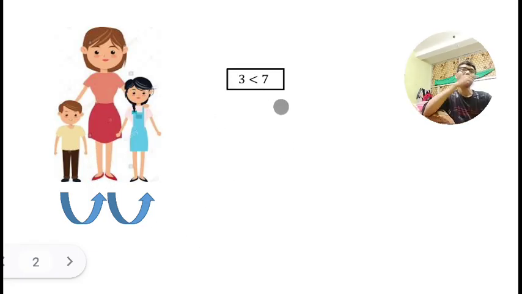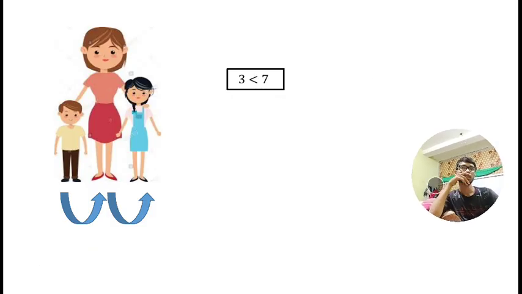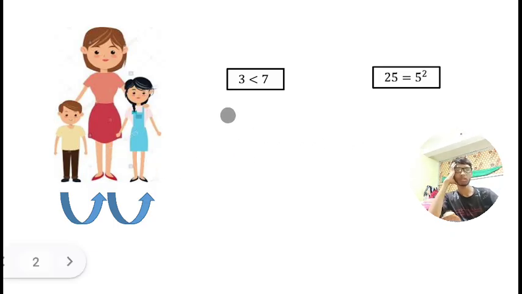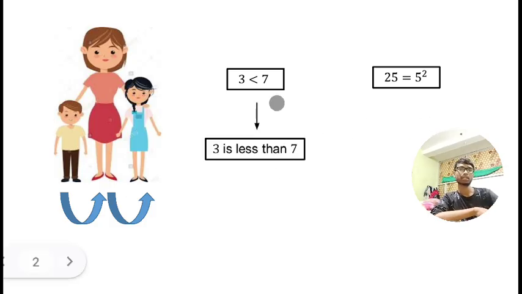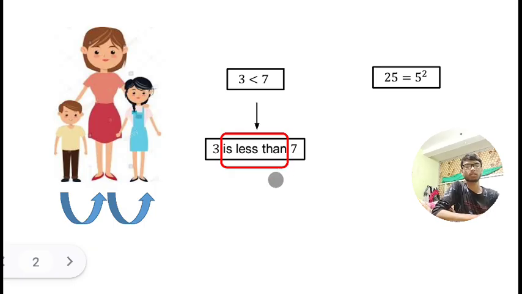Same here. We are saying 7 is greater than 3. So can we say that she is greater than these two children? Of course, yes. Here we know it is very basic. 25 is equal to 5 raised to power 2. Here it can be written as 3 is less than 7. Yes, we know that 3 is less than 7.